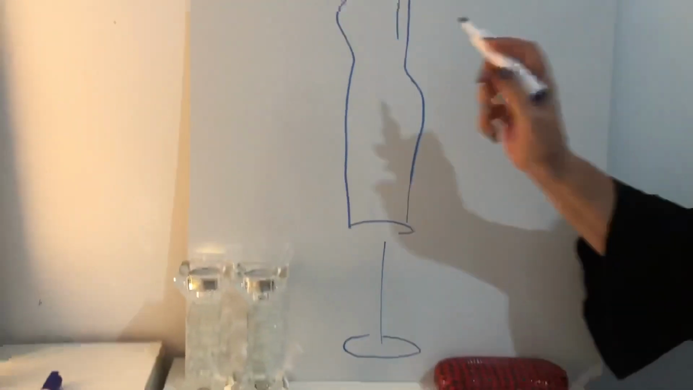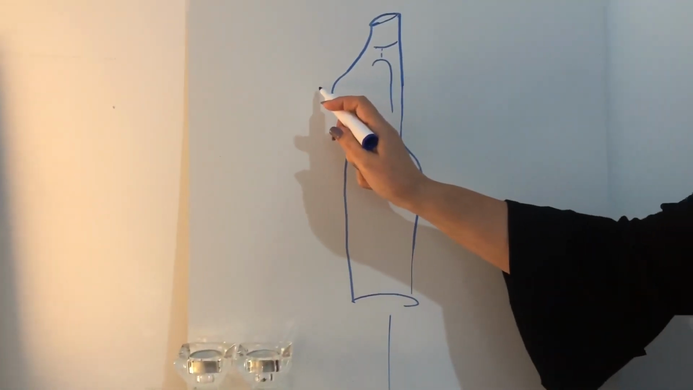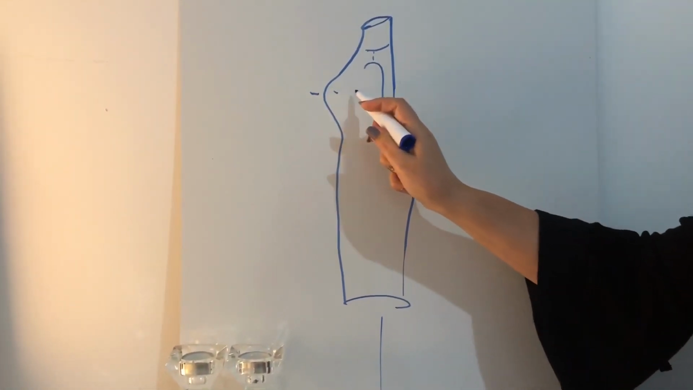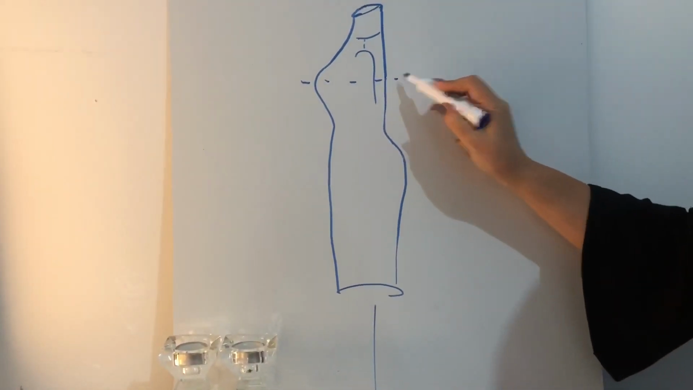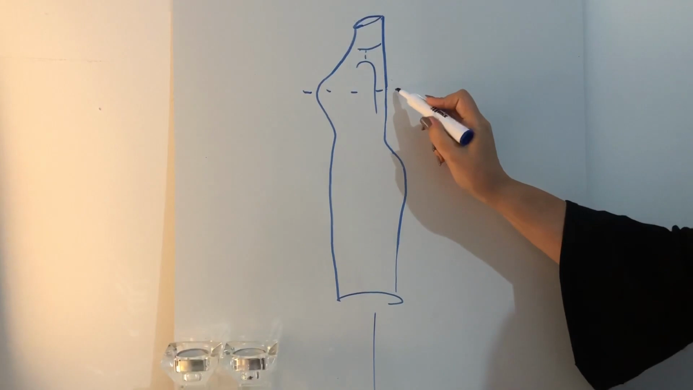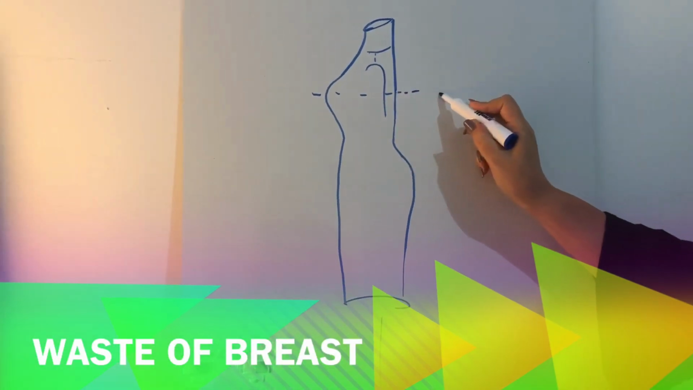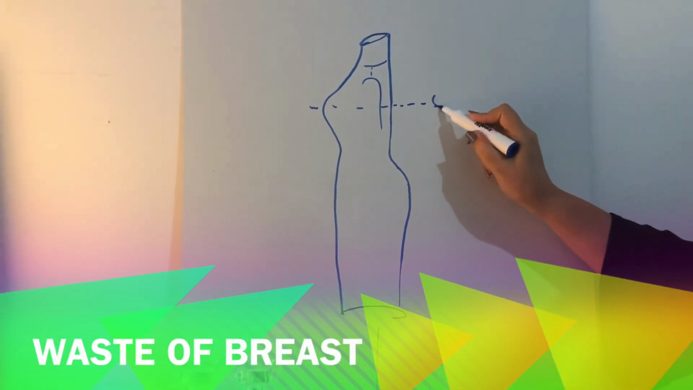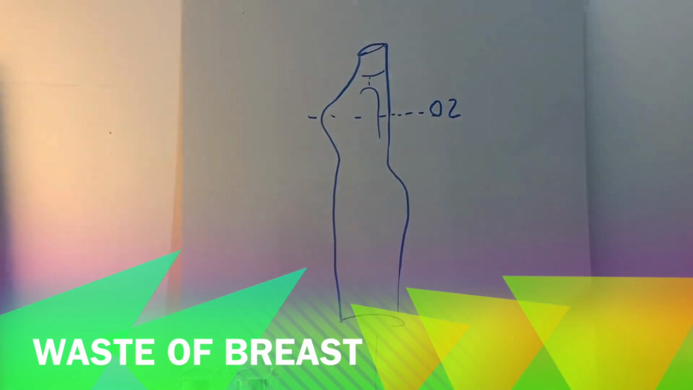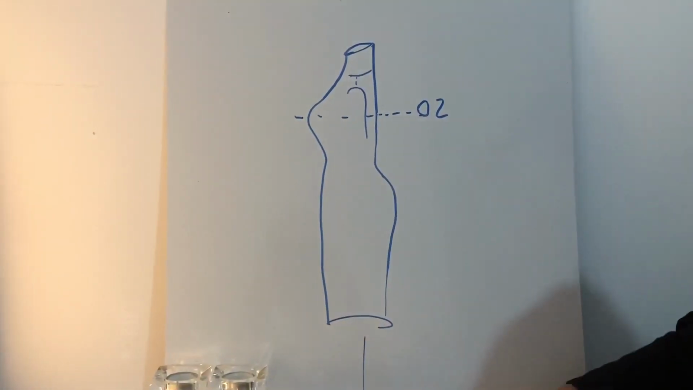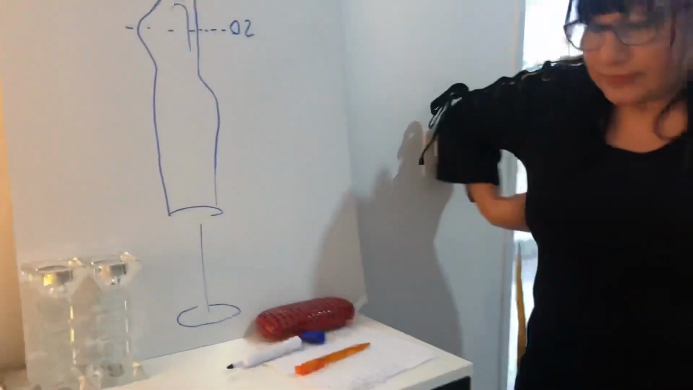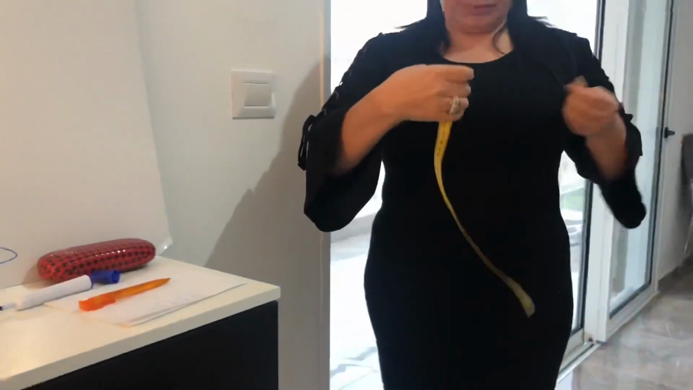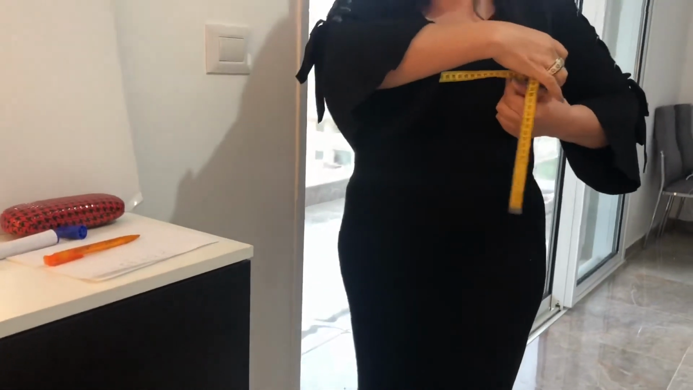This measurement is for the chest circumference. We wrap ourselves around the measuring tape along the widest part of the chest and in the center of the shoulder blades from the back. I will not turn my back because you get it.